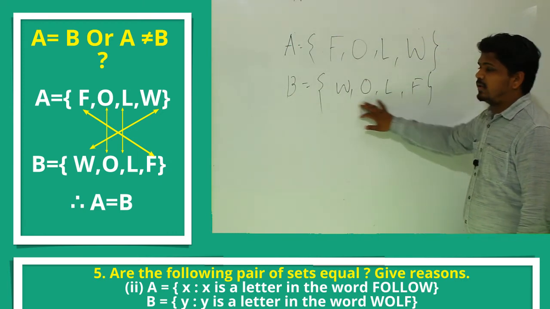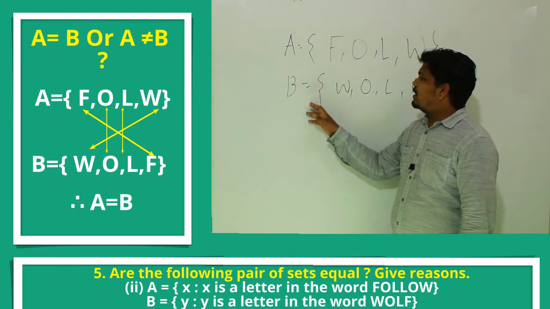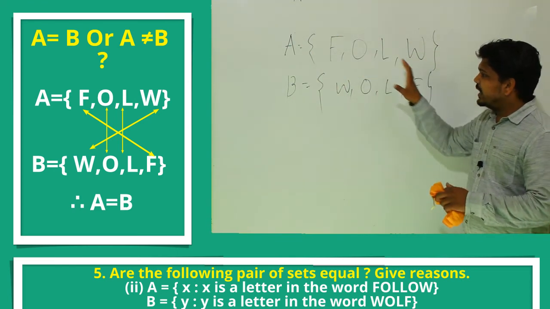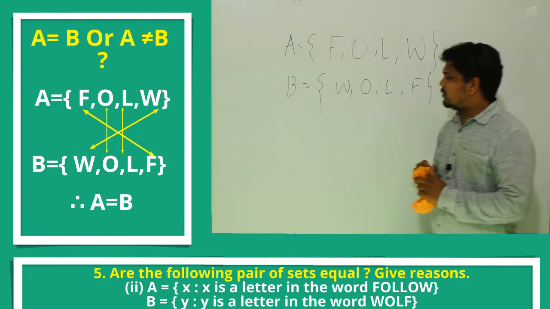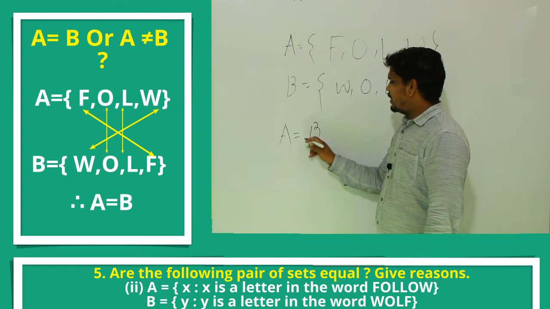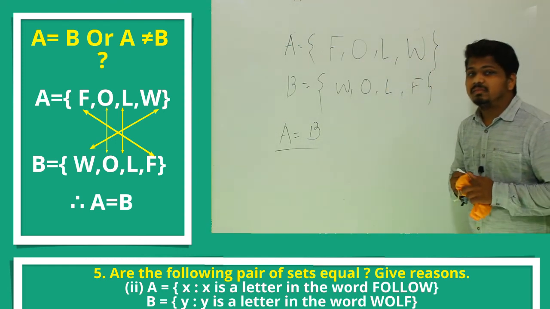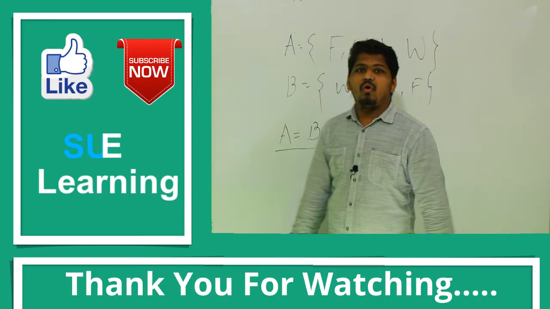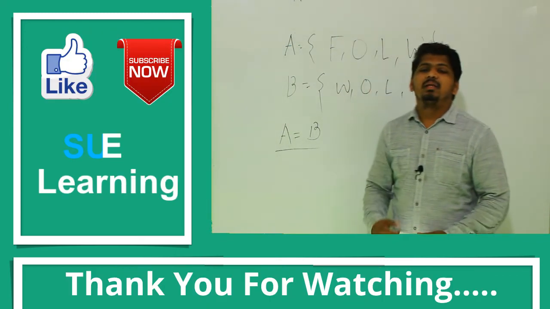And the number of elements are the same. Therefore, no need of checking for B in A or not. Exactly the same elements are in A and B. Therefore, you can apply your definition of equality that will give you A equals B, since exactly the same elements are there in A and B. This was your question number 5. Therefore, A and B were equal.